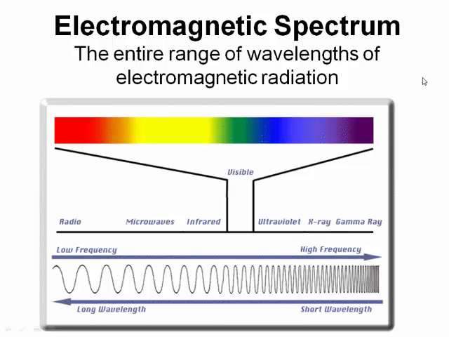Everything that is longer than visible light we can't see, such as you can see here radio waves, microwaves, and infrared. Looking at things that are shorter in wavelength than visible light we also can't see, such as ultraviolet rays, X-rays, and gamma rays.